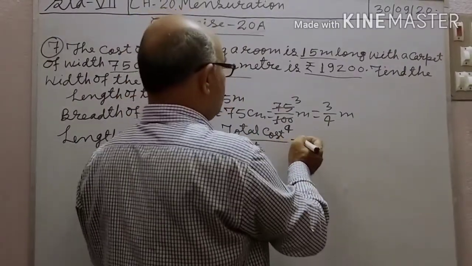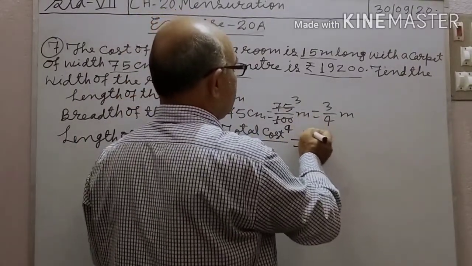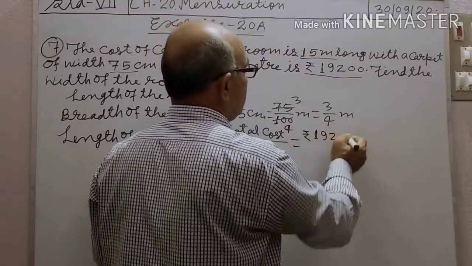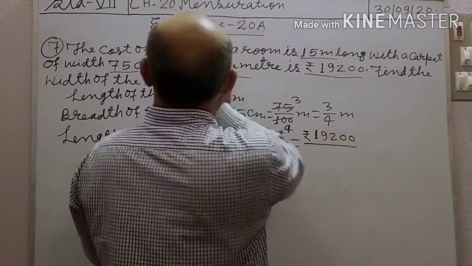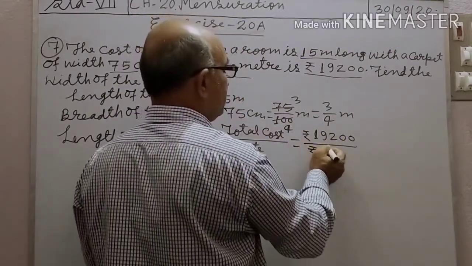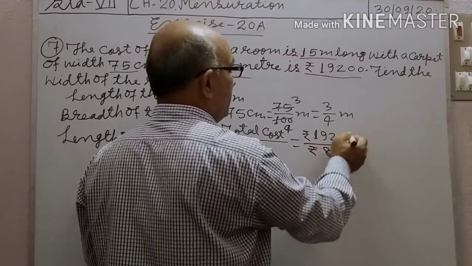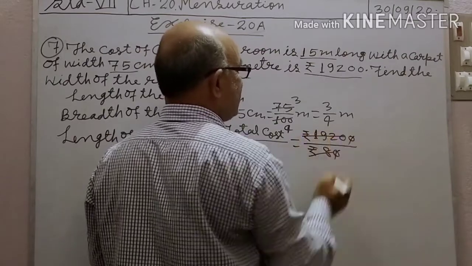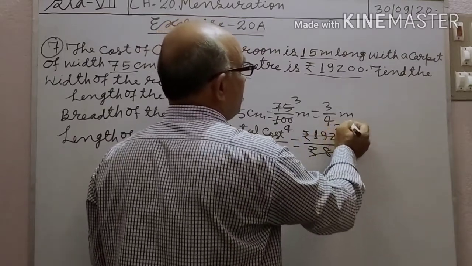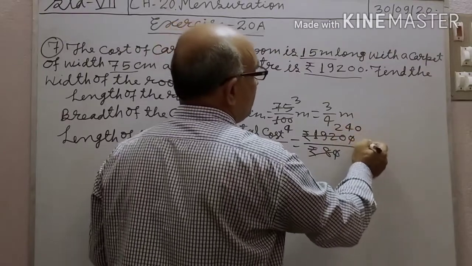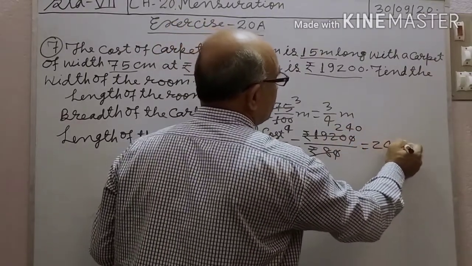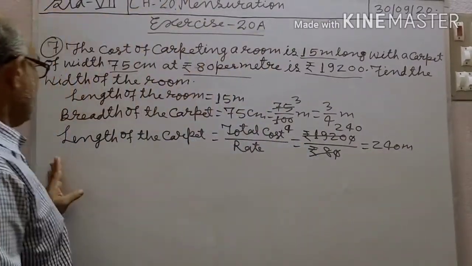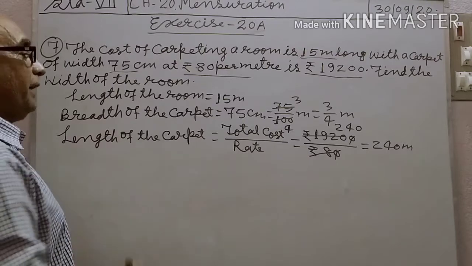So total cost rupees 19,200 by rate, rupees 80. 10 to 10. 24 8s, 192 and 0, equal to 240 meter. 240 meter is the length of the carpet.